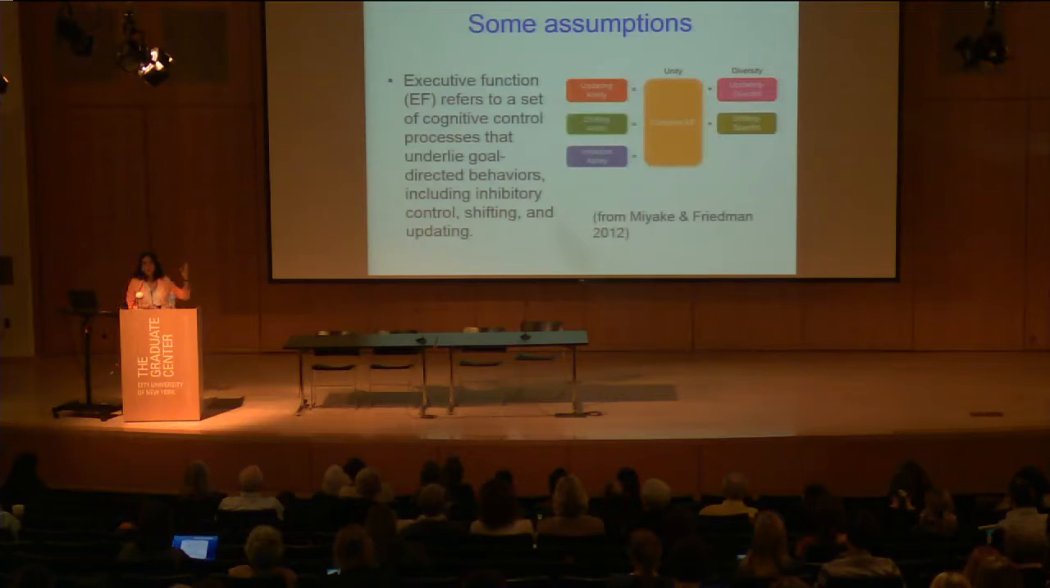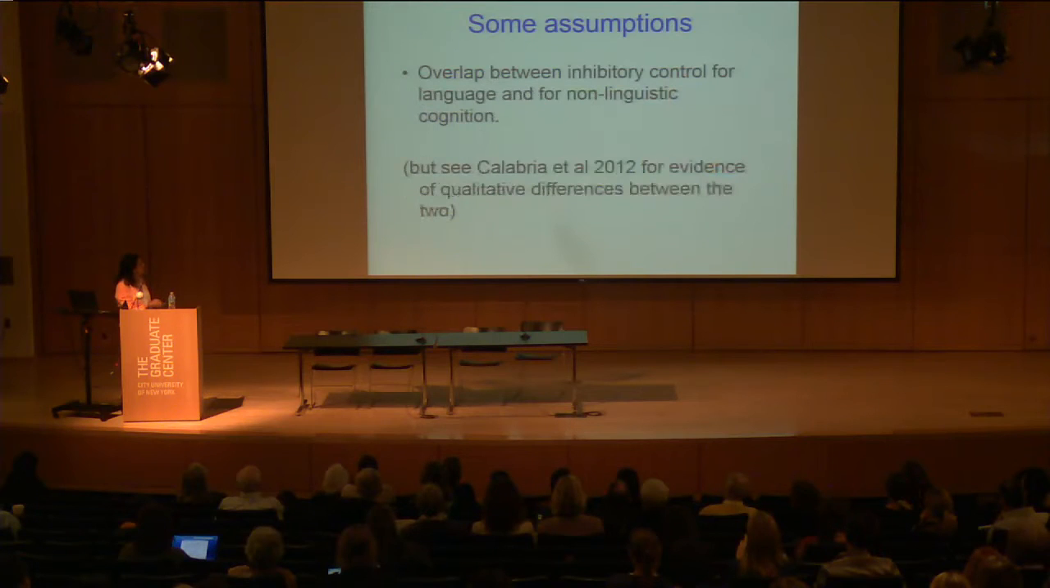The second assumption: I'm going to subscribe to a model of executive functions like the Miyake and Friedman model that includes several subcomponents of executive functions. And as we'll see, I'm going to focus on the balance, the relationship between some of these subcomponents. I'm going to assume an overlap between inhibitory control for language and inhibitory control for non-linguistic tasks. This is controversial. We heard it this morning from Albert's presentation. There is plenty of evidence from his lab that the overlap may not be 100%. I must admit that I find this idea of modularity within executive functions a little bit weird, but we'll leave that to future discussion.